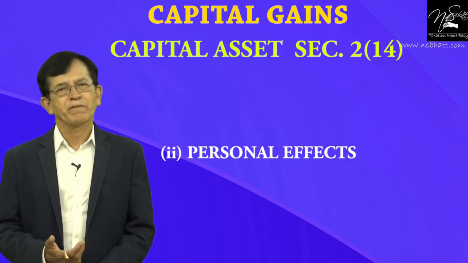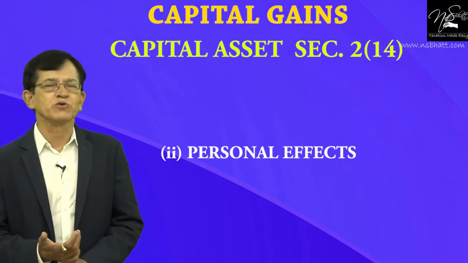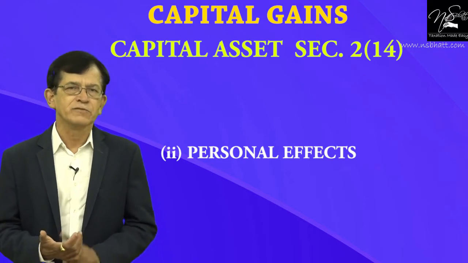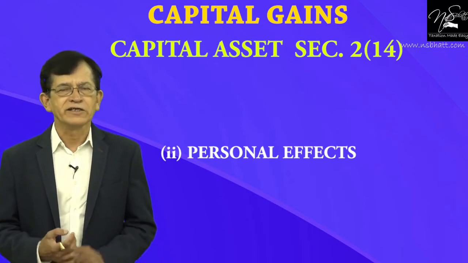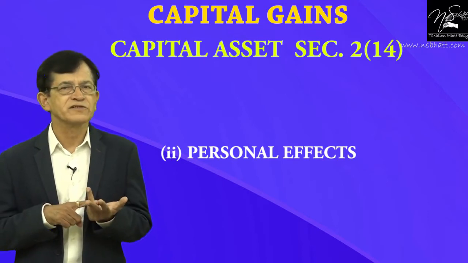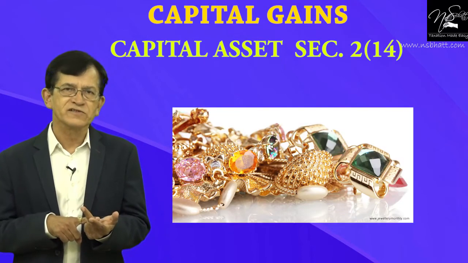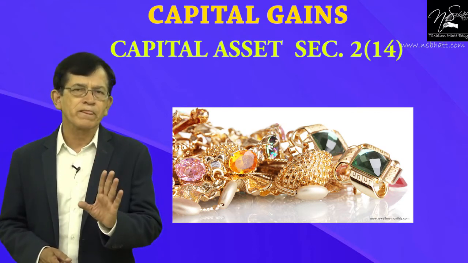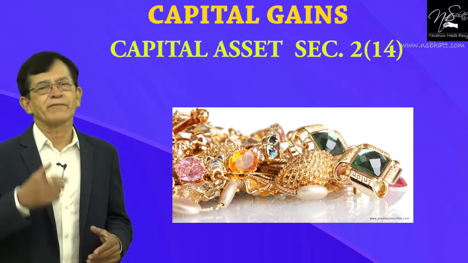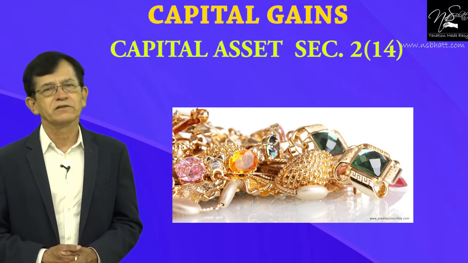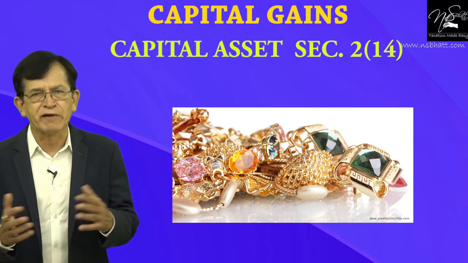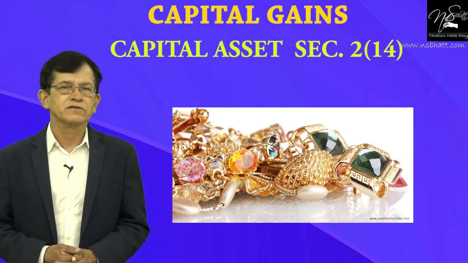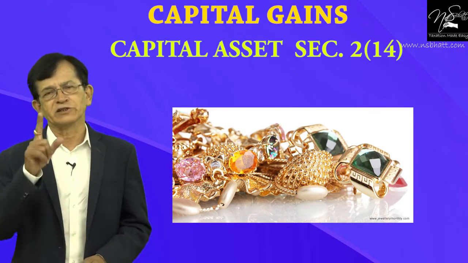And remember, an exception to exception 2/14 has already been made in your IPCC. What was that? Exception is personal effects. So if you take a necklace, is it movable? Yes. Is it of day-to-day use? Yes. The necklace should have been called personal effects. But 2/14 said no. Jewelry will be called a capital asset. Anything which is made up of precious metals, precious stones, or alloy of precious metals will be called jewelry, and jewelry is a capital asset.